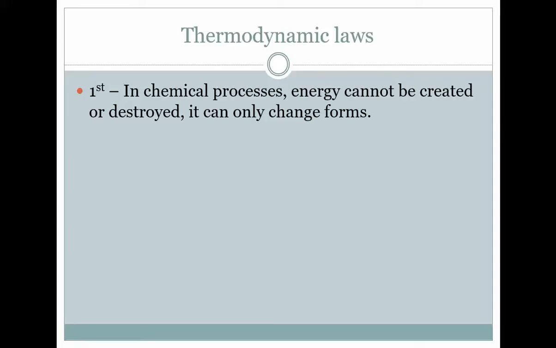Now, it is possible for matter to change to energy. That's what E equals mc squared, and we will talk about that. But in chemical processes, an everyday chemical process, you cannot create or destroy energy. You can only cause it to change forms. So we'll be considering that quite a bit.